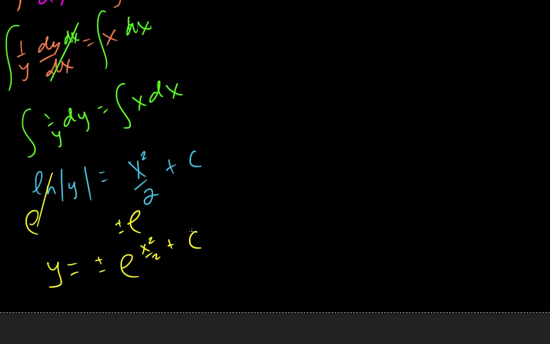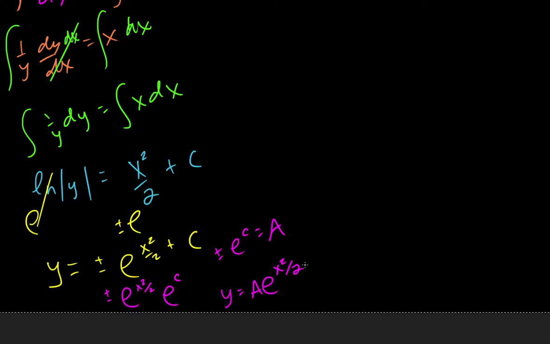Your book takes it one step further and basically says, well, what if it's plus or minus e to the x squared over 2 times e to the c? And then what if we called plus or minus e to the c a? Then we could write that as y is equal to a e to the x squared over 2. I think this is fine though, so just leave it there.